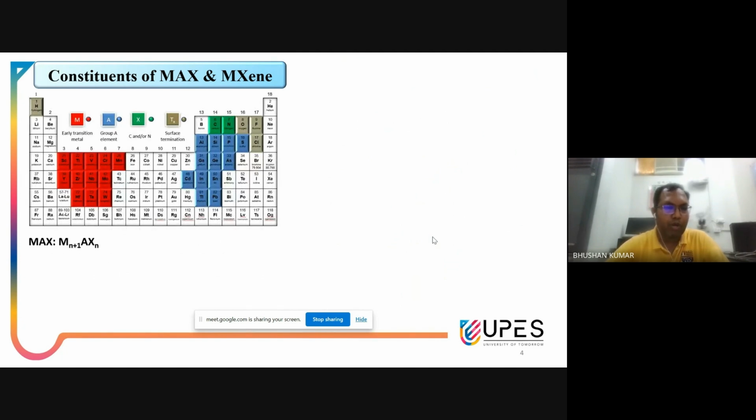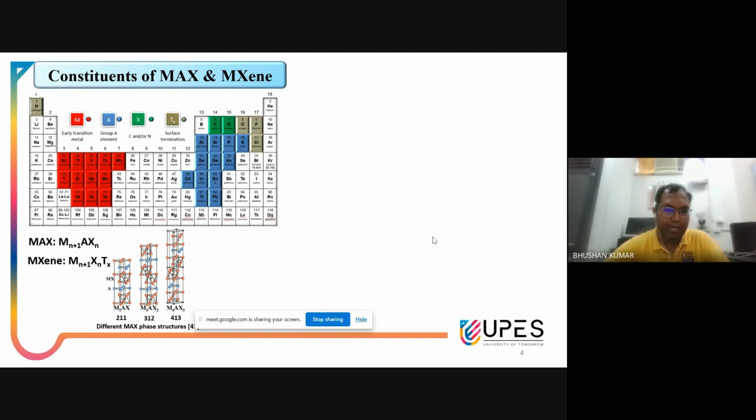This is the general formula of MAX, M(n+1)AX(n), where M is an early transition metal, shown in red color in the periodic table, A is an element shown in blue color in the periodic table, and X is either carbon or nitrogen or maybe both. This is the general formula of MXene, M(n+1)X(n)T(x). Here Tx is a surface termination group. It can be hydrogen, oxygen, fluorine, or chlorine.